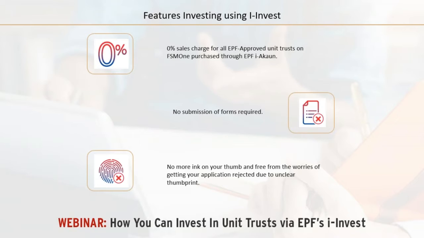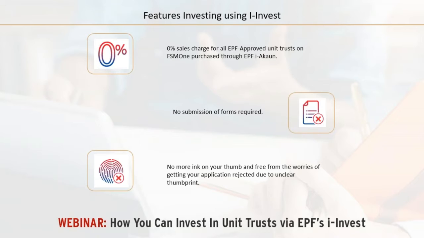Even though their funds are approved by EPF, these two fund houses are unable to invest through i-Invest, which are TA Investment Management Berhad and RHB Islamic International Asset Management Berhad. This RHB Islamic International Asset Management Berhad is different from RHB Asset Management Berhad because they are managed by different teams. Coming to the last one, there is no more thumbprint hassle and no worry of getting rejected.